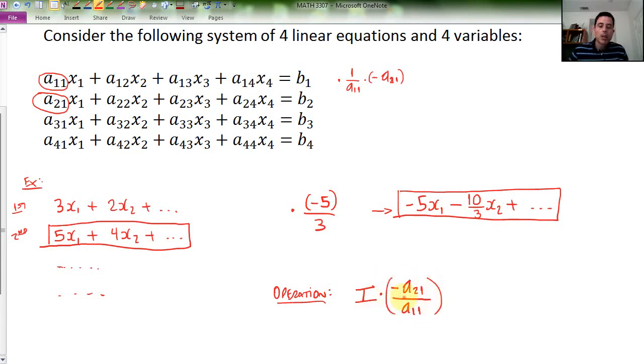Okay, so multiply the first equation by that and add to the second equation. And then where are you going to put that? Well, we're going to put that in equation 2. So we're going to replace equation 2 with this result here. So this will eliminate this guy right here. Okay?